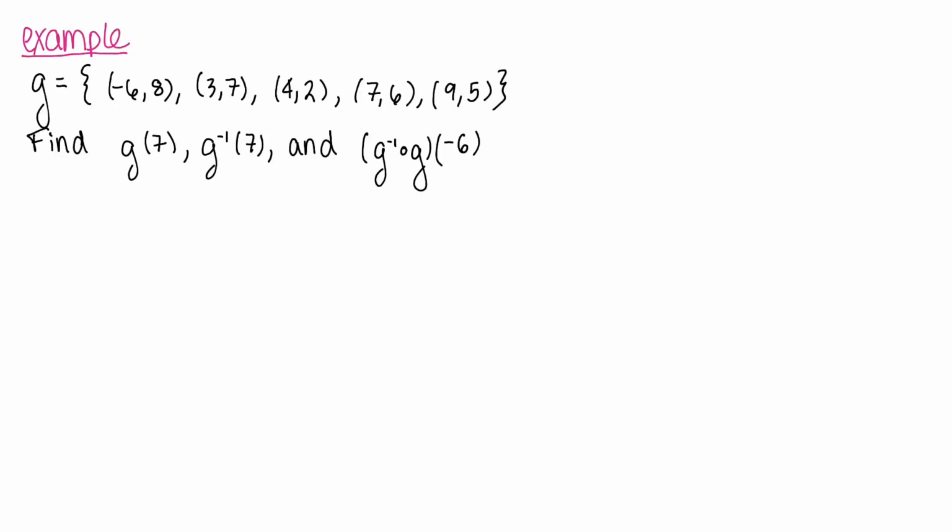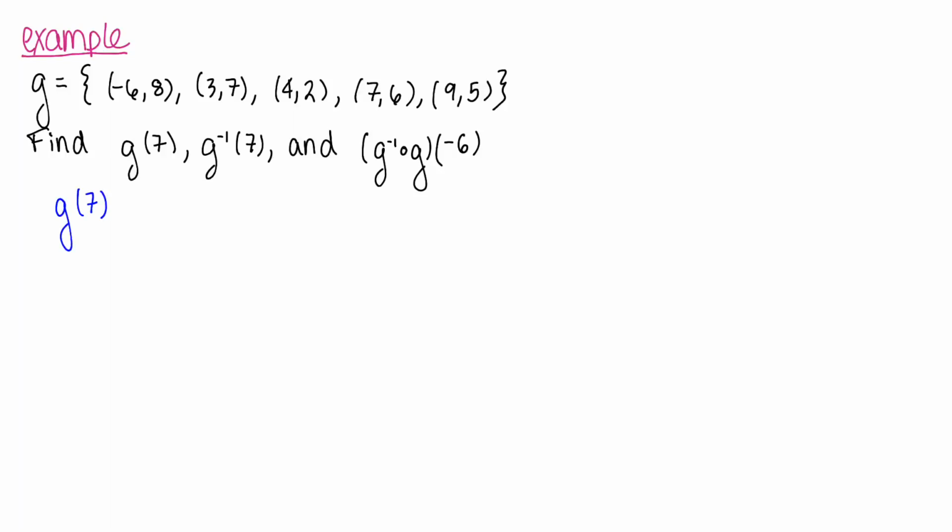Here we have what is called a discrete function, so it's a function that has a definite number of points to it. This function only has 5 points in it. And we're asked to find a few different things: g of 7, g inverse of 7, and g inverse of g of negative 6. So let's start with g of 7.